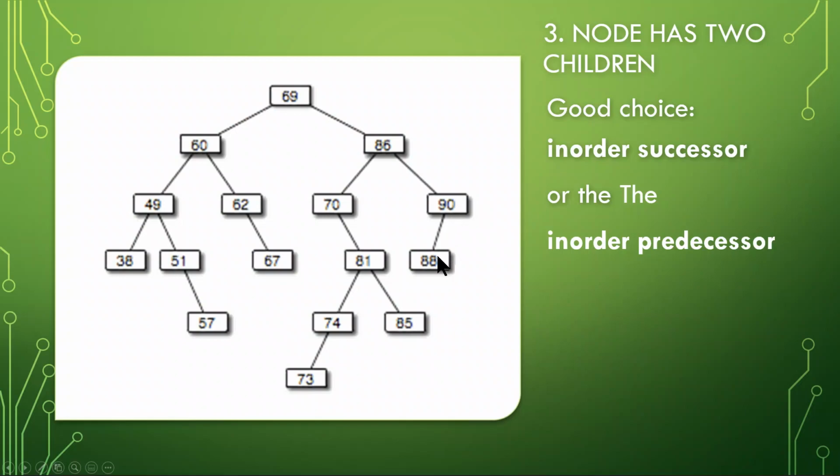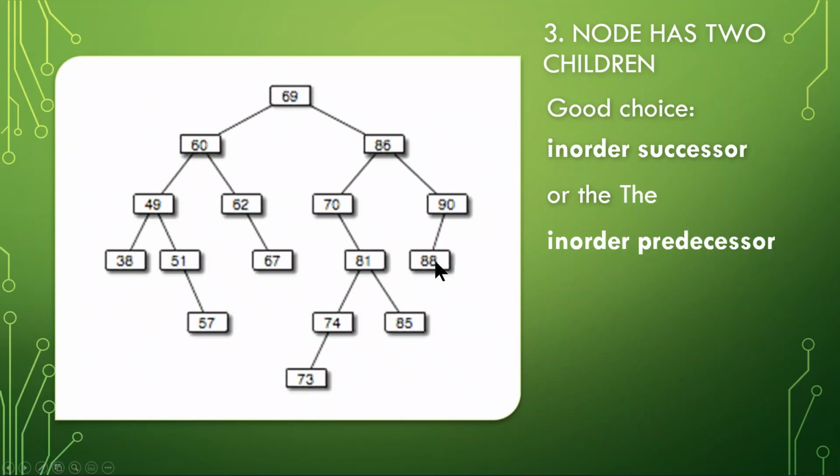So comparing, 90 is bigger than 88, so 88 is the smallest. So 88 would be the in-order successor of 86. We move it up here. And the idea is, okay, well, 90 is still bigger than that, so it would be the right, and everything else that's over here would still be less than 88.